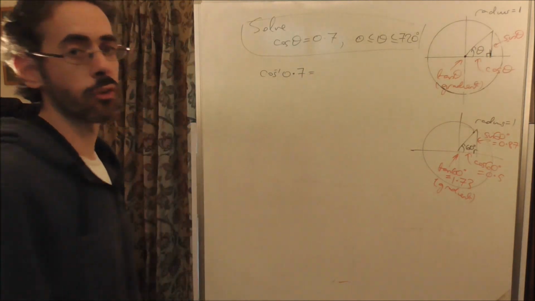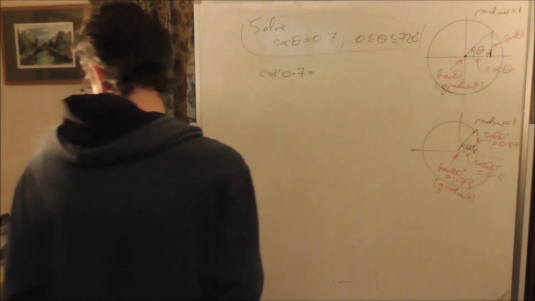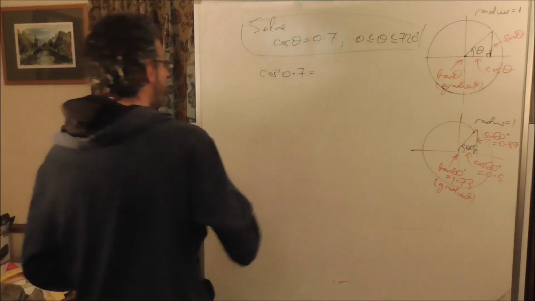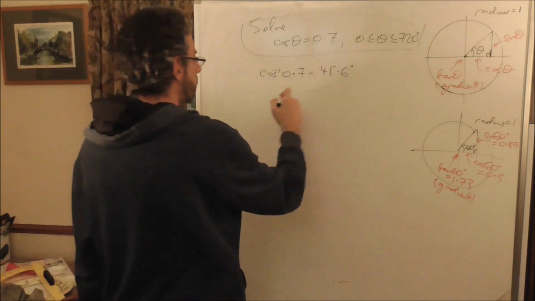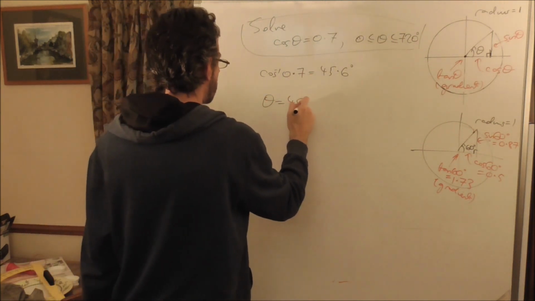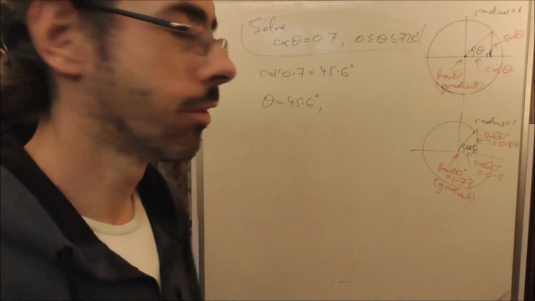And the calculator will give you the smallest positive solution when you press inverse cos, which in this case is 45.6 degrees. That's in range, so we can take that as our first solution. We can accept that, 45.6. Let's use the unit circle to find other solutions.